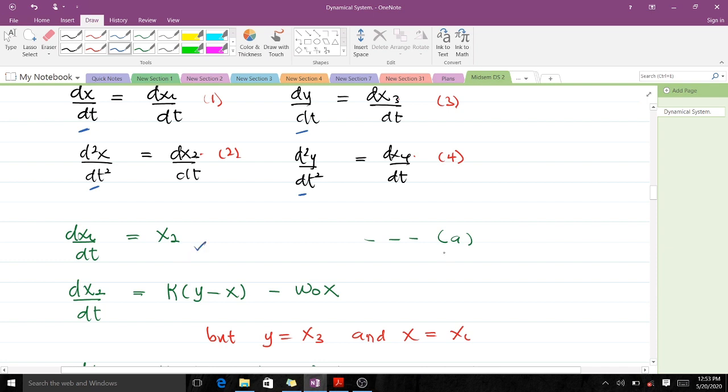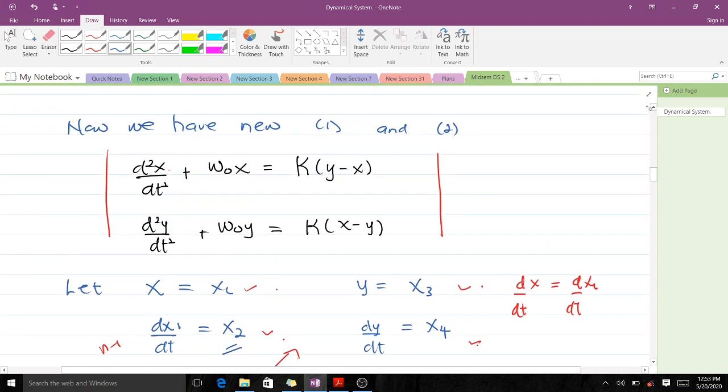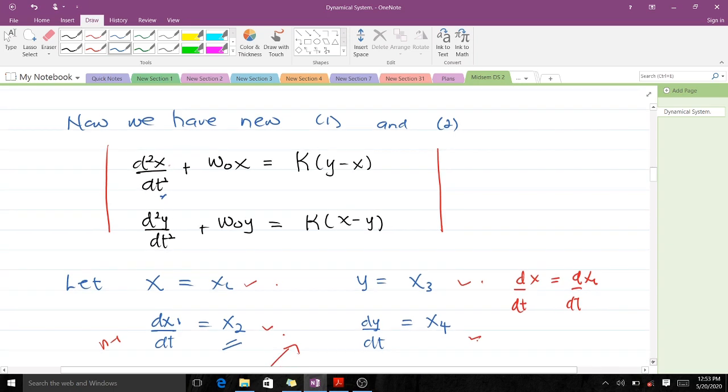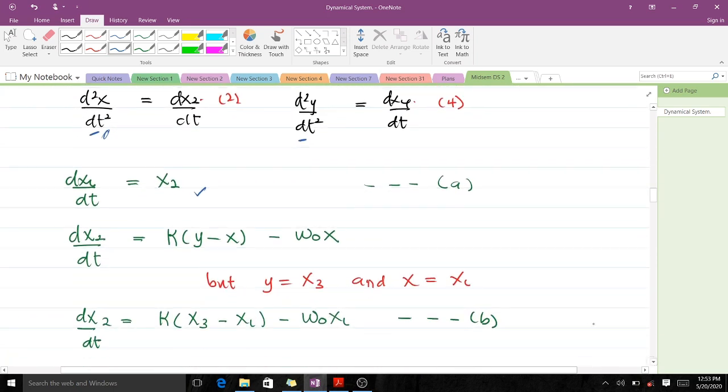When it comes to the second one, we have dx2/dt equals d squared x over dt squared. So now this is equal to this, so we have to find this here, and you realize that this is d squared x over dt squared. So you have to make this the subject. When you make d squared x over dt squared the subject, we are going to get whatever we have here: capital K times y minus x minus omega naught x.